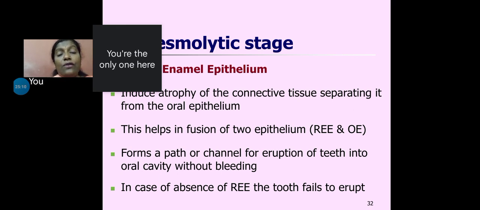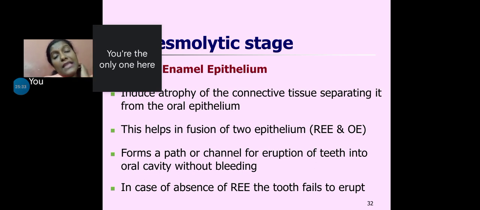Ultimately, the journey of the tooth is to reach the oral cavity, and there is a hindrance by the connective tissue over here. So this connective tissue is going to be resorbed by the enzymes that are going to be present. So this forms a channel or a tube or a path for the eruption of the tooth. Hence, it is a bloodless process.